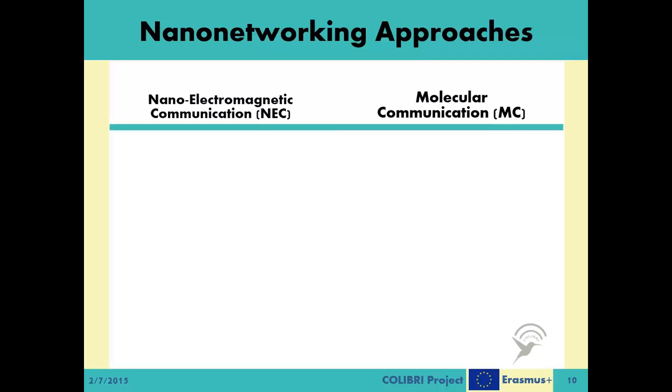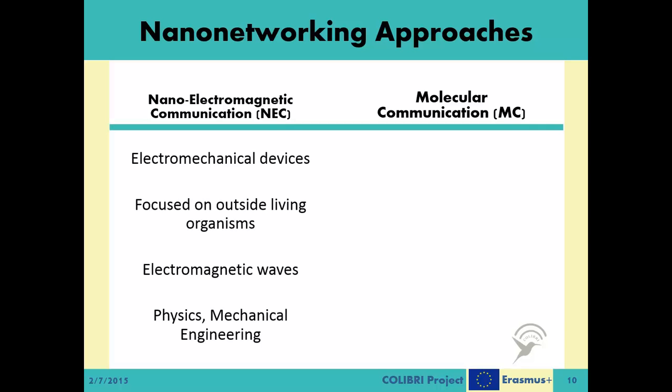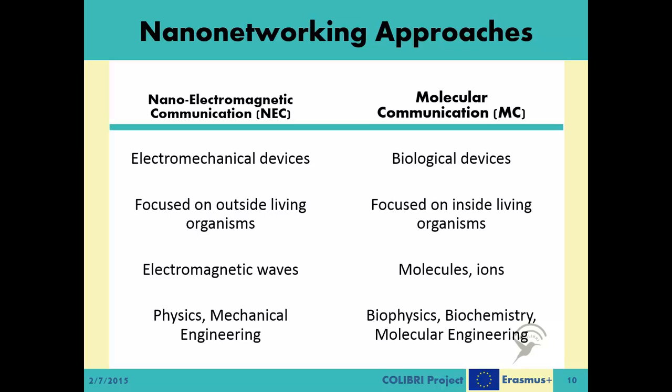The difference between these two approaches is that NEC focuses on systems with more or less traditional wireless communication components, whereas MC deals with systems inspired from biological intercell and intracell communication mechanisms. In NEC, the devices or nanomachines are usually electromechanical devices like microchips with silicon-based or graphene-based structures. The environment in question is generally outside living organisms, and the communication medium that is considered is usually electromagnetic waves. In MC, on the other hand, the nanomachines are always biological entities like programmed cells or bacteria. In contrast with the NEC approach, the environment in question is generally inside living organisms, and the communication medium is focused on molecules, ions, and similar nanoscale objects.